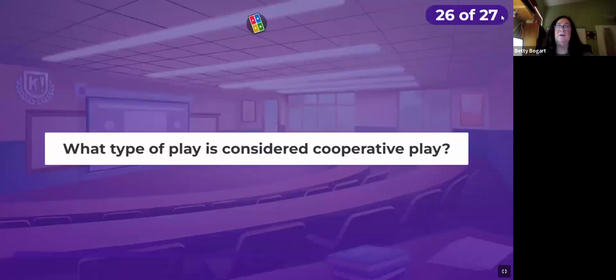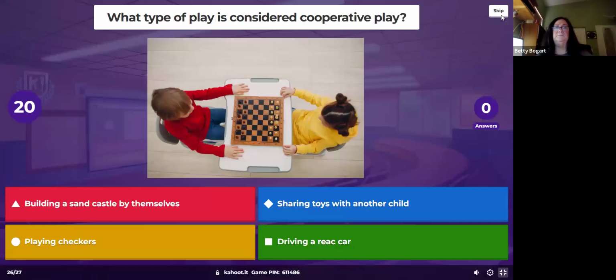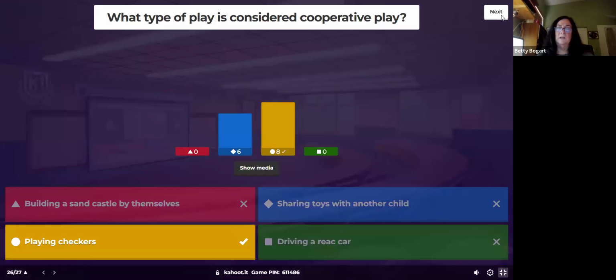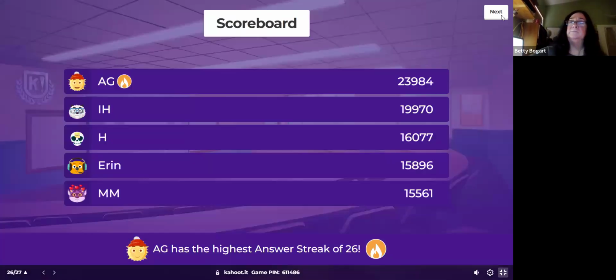What type of play is considered cooperative play? So, checkers, absolutely. Sharing toys is still associative play, okay? What's the goal? What did they create? Who won the game? Checkers, somebody wins.